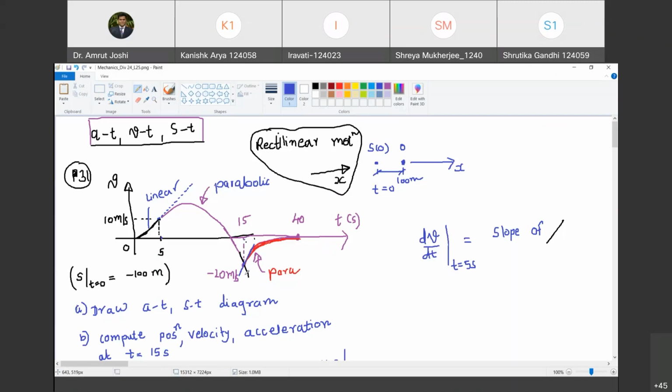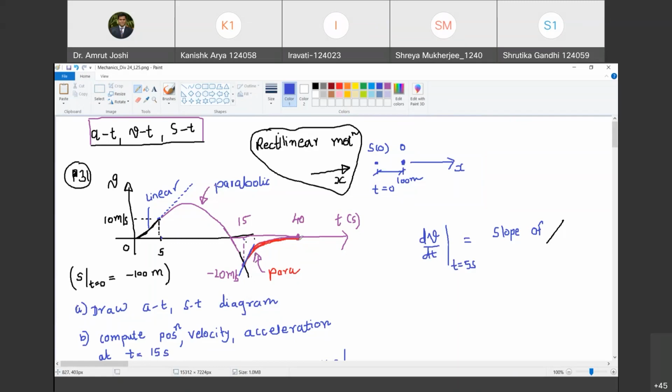Are you with me? Yes, sir. What you are saying is that acceleration can have two different values at the same time? How can it? Because dv by dt is acceleration. That is a valid point, sir. We are going to come to it when we draw the acceleration time diagram. We will discuss that. But visually, as you can see, this parabola is going to have a different slope of tangent at 15 seconds than the parabola marked in red. Do you agree with me? Yes, sir.